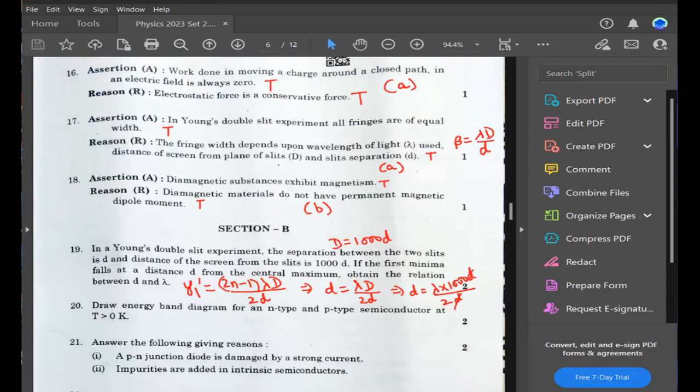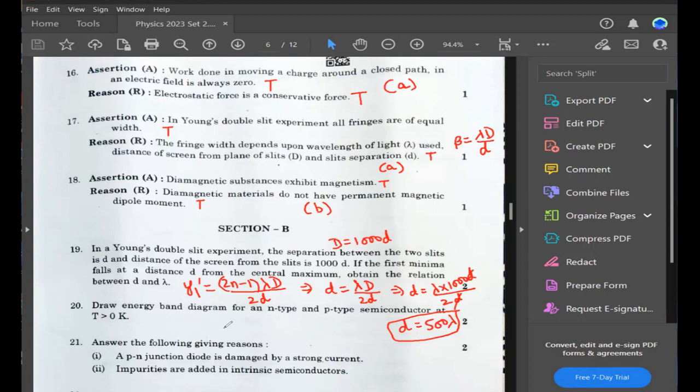This d and d cancels out. So this d is equal to 500 lambda, is the relation between d and lambda. Okay, draw the energy band diagram for n type and p type.